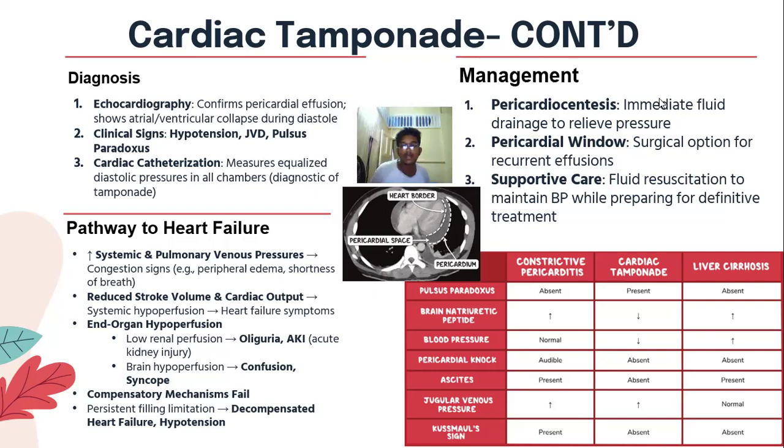Now, there's a second method, the pericardial window, which is a surgical procedure for recurrent effusions, creating a small opening in the pericardium, allowing for continuous fluid drainage. The next one is supportive care. This includes fluid resuscitation to maintain blood pressure while preparing for definitive treatment, right?